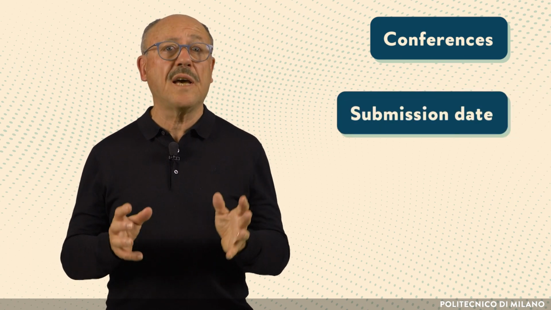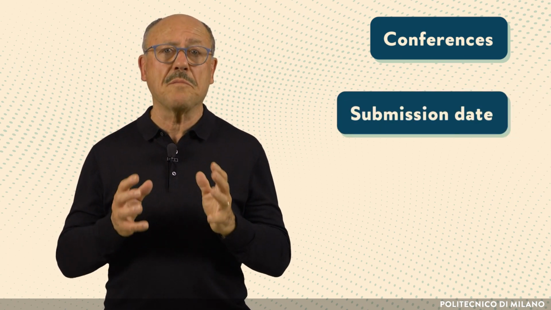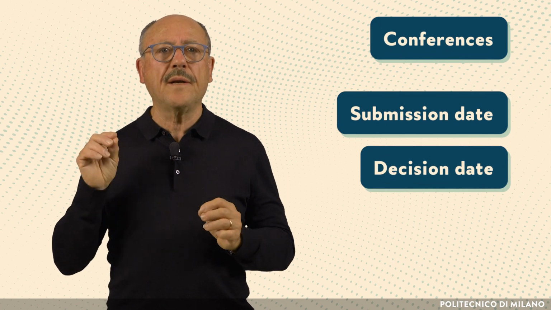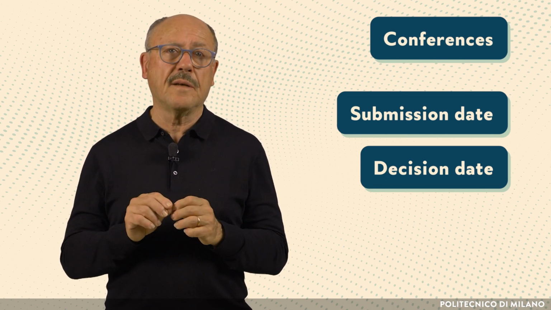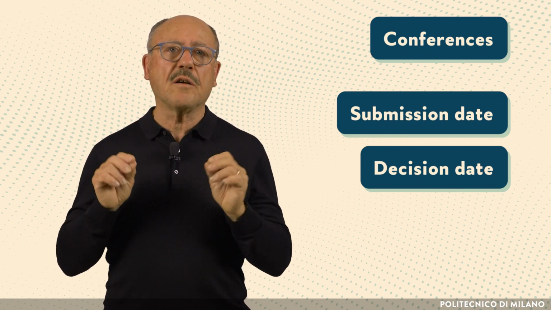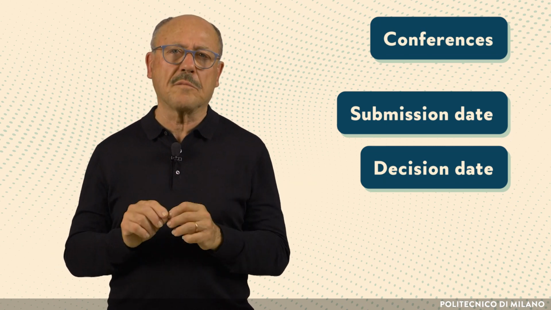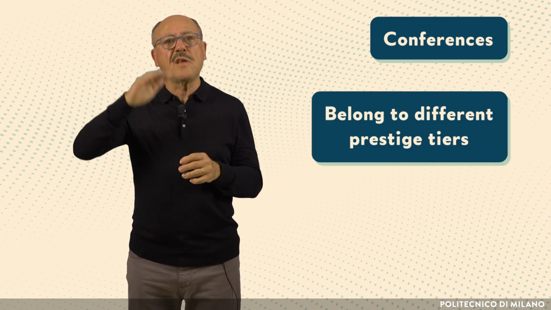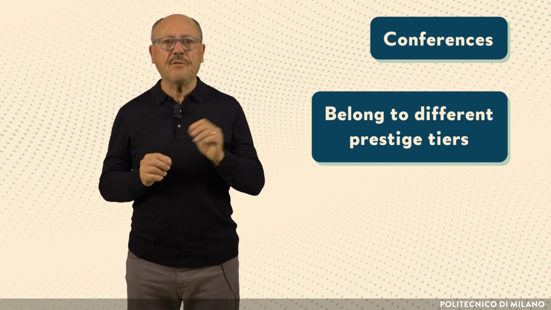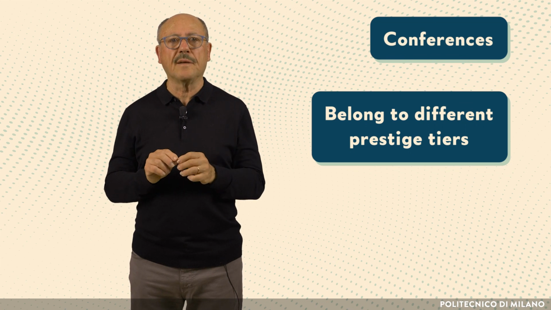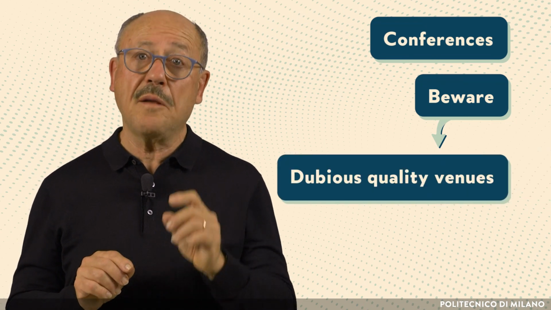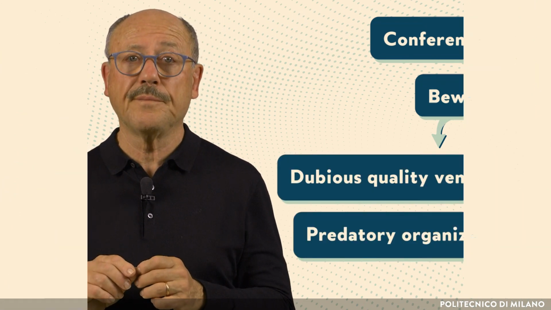Conferences have a submission date by which contributions must be submitted and a decision date when a decision about acceptance must be made after the review process has terminated. These dates are two hard constraints that journals do not normally have. Like journals, conferences can belong to different prestige tiers, and one should carefully select the conference that best fits the research result to be presented. As for journals, beware of dubious quality venues and predatory conference organizers.